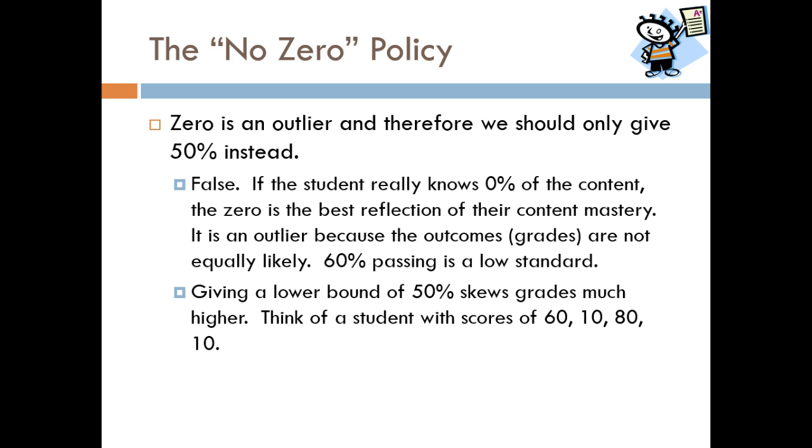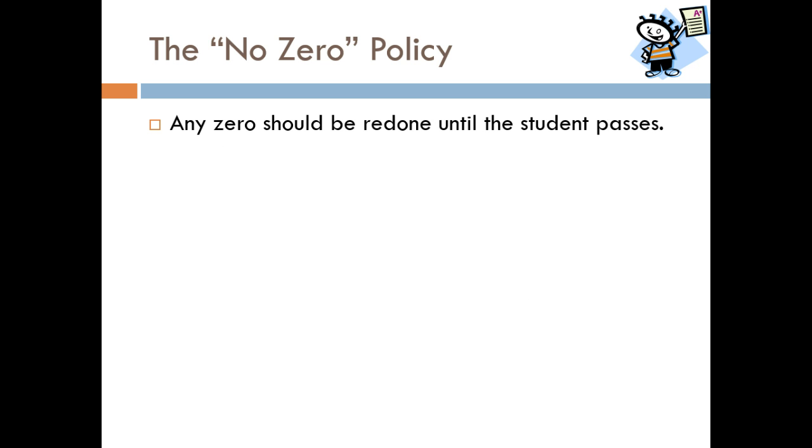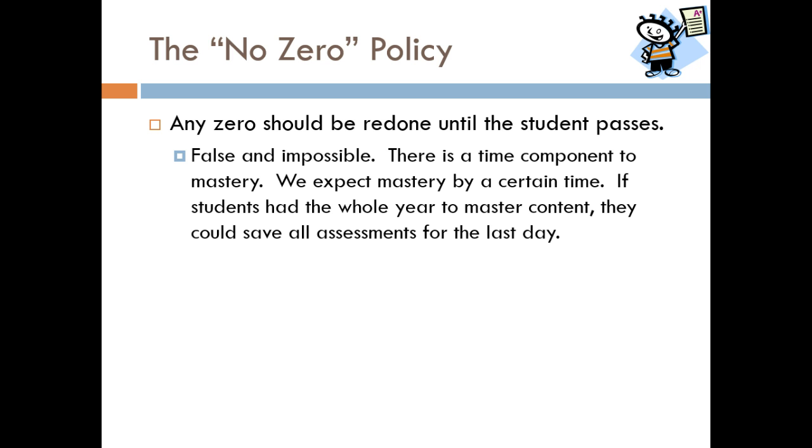So anyway, in the case of no 0s, we probably need a 0 in this case. Other people say any 0 that you have should be redone until the student passes it. Well, that's impossible. There is just no time to do this. What if a student gets 0s on everything and then the last week of school says, you know what, can I just redo every single assignment from the whole year during this next week and pass this course? No. Okay, summative assessment means at this time, when I've expected mastery, where are you at? I want to establish that with reliability and validity. So if it is a 0, then hey, that's a 0.